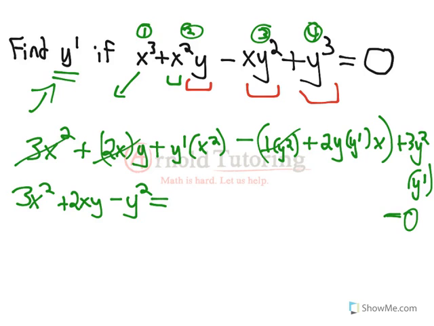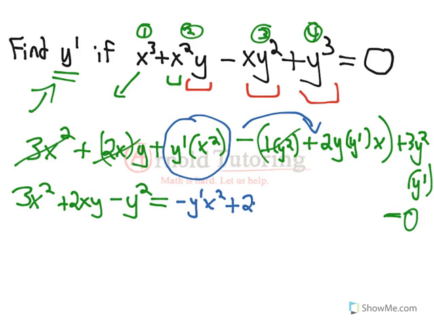I'm now going to subtract this term over to the other side. So negative y prime x squared. This negative comes in here, so it was negative 2y y prime x. So I'm going to add it to the other side, so it's positive 2yx y prime. And I'm going to subtract this term over to the other side, so 3y squared y prime.